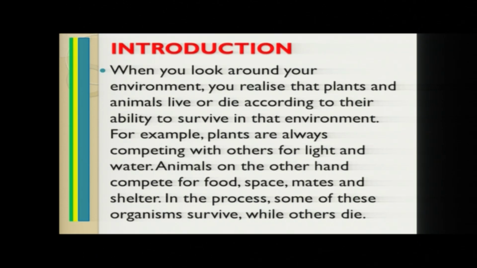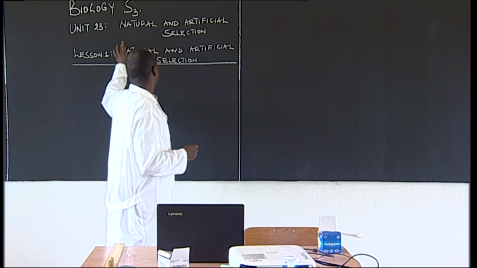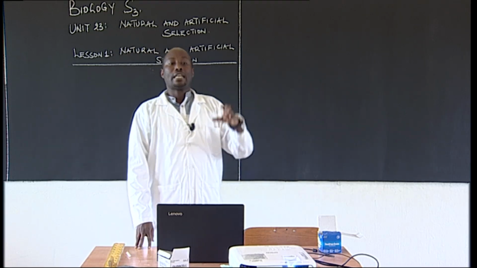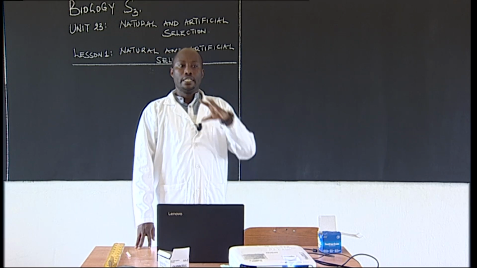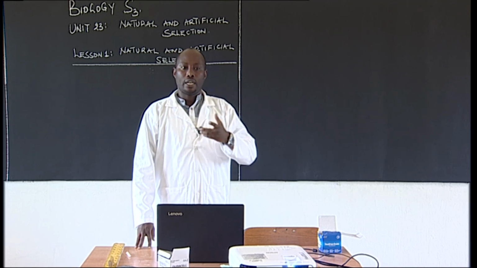When we come to competition, some organisms will die, and others will be able to survive if they are able to develop what you call favorable characteristics or strong characteristics that enable them to survive in that environment. It's very clear. I think you're understanding what I'm talking about, all right? So this process is known as the selection process. We've been talking about natural and artificial selection. When it happens naturally, it is natural selection. When it happens artificially, okay, that one is called artificial selection.